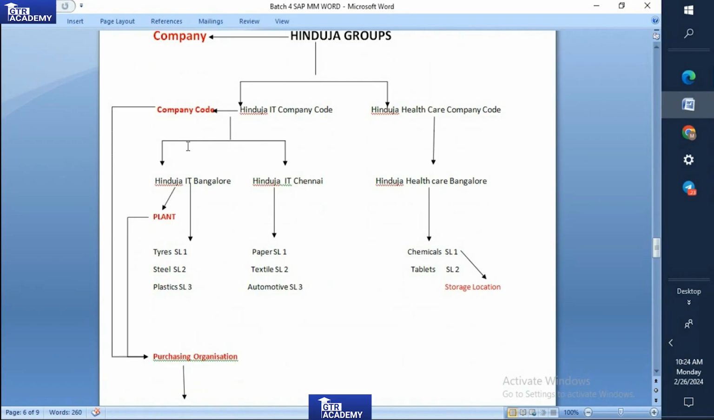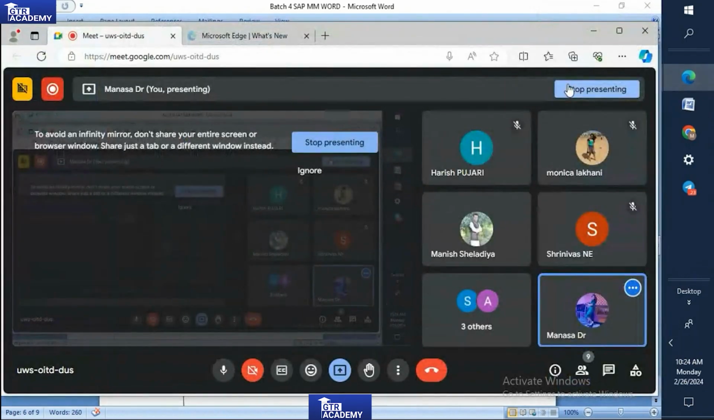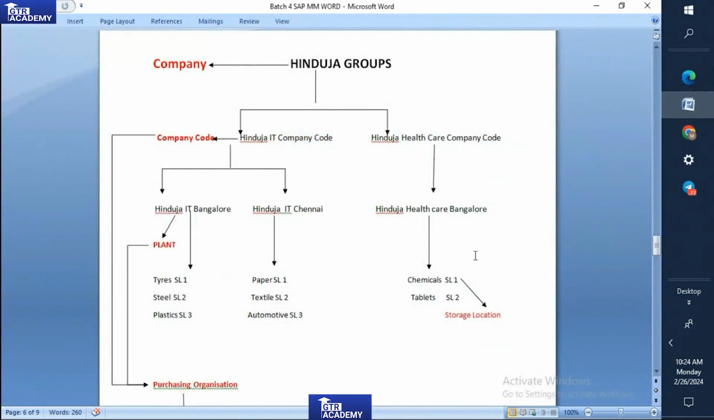Okay, in real time also, if you wanted to create the plant... Sorry, your voice is not audible. Hello. Anyone talking? I'm not able to hear your voice. Harish, Manish, can you hear my voice? Yes. Anyone has any doubts?